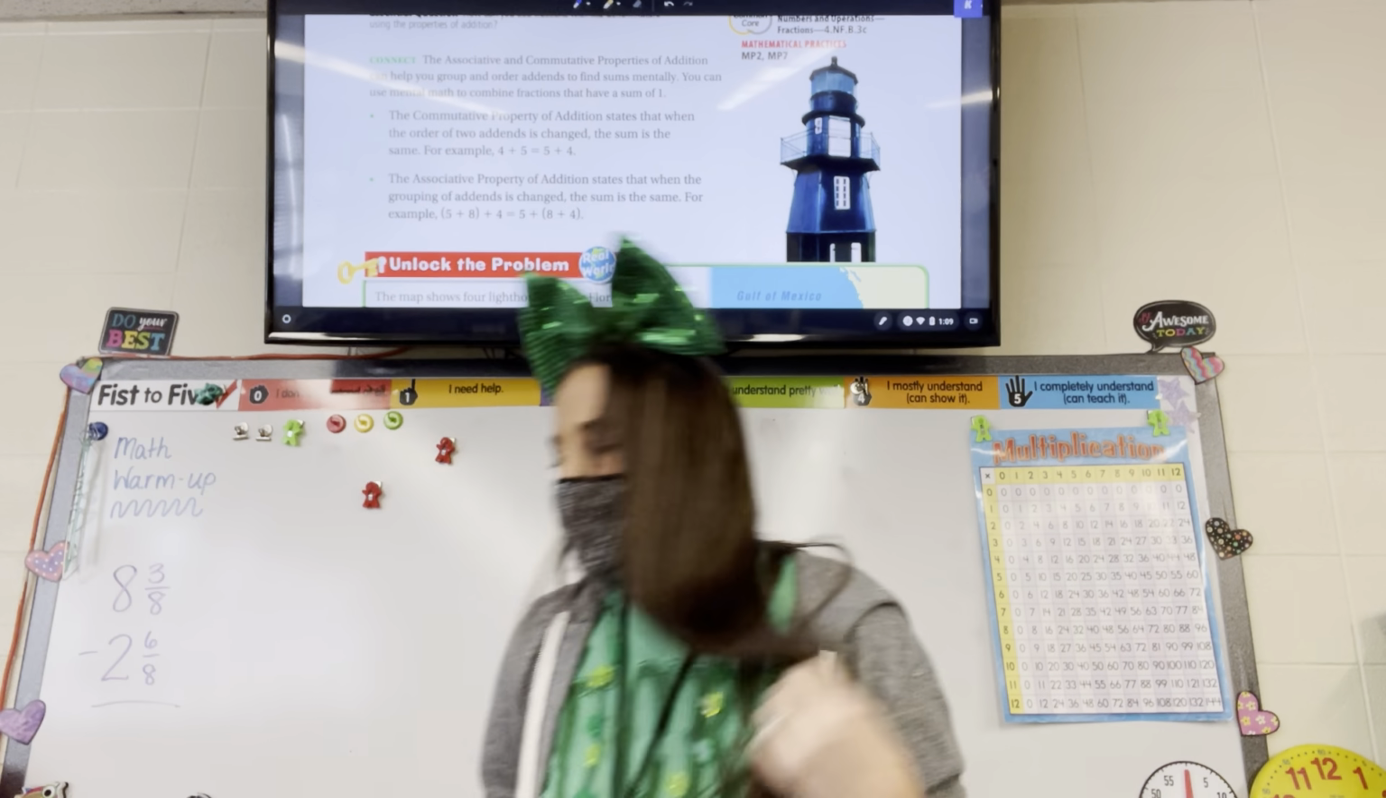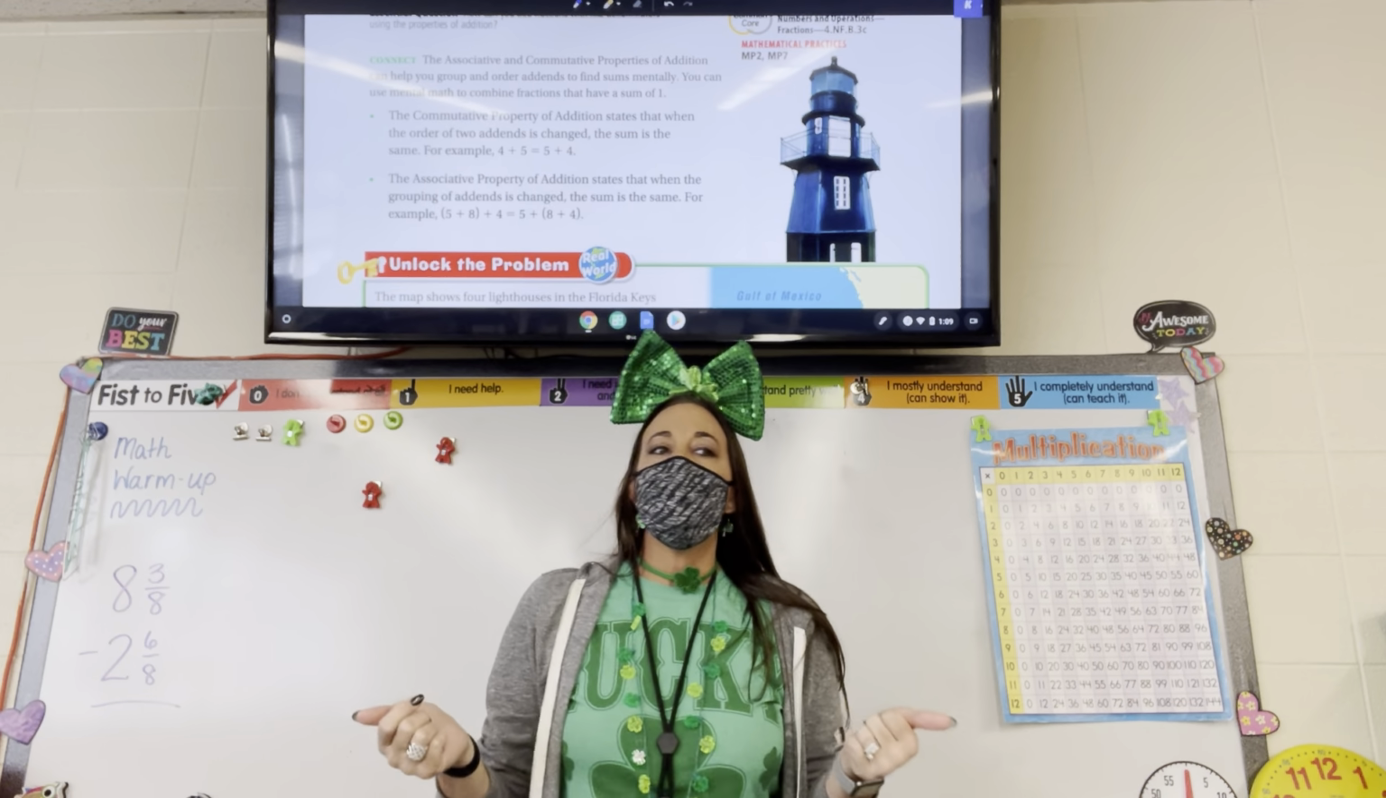Today we are doing lesson 7.9, fractions and properties of addition. So we've learned two properties of addition so far. We've learned the commutative and the associative. The commutative, can anybody tell me what the commutative property lets you do?